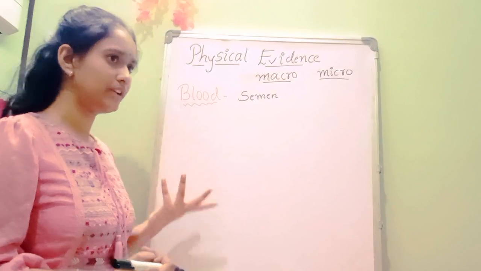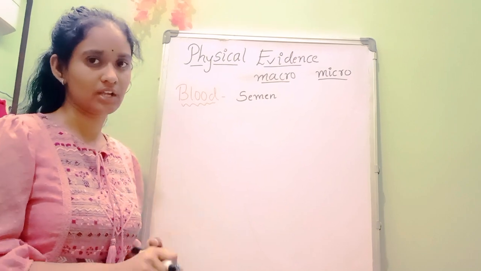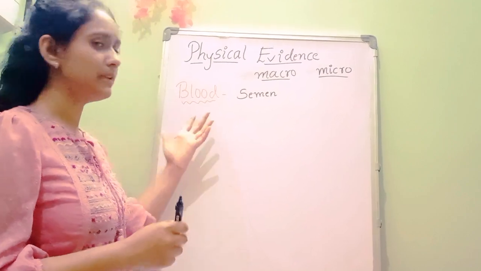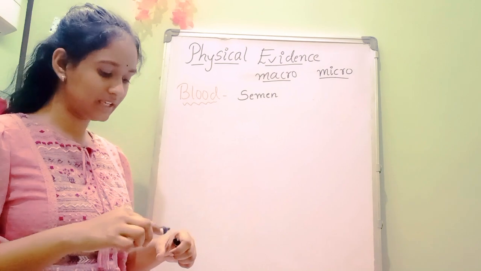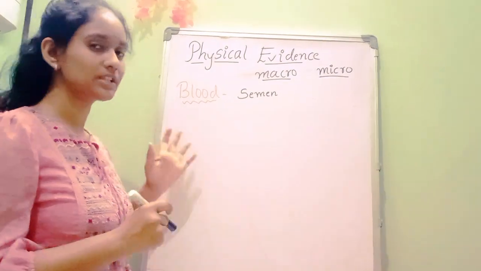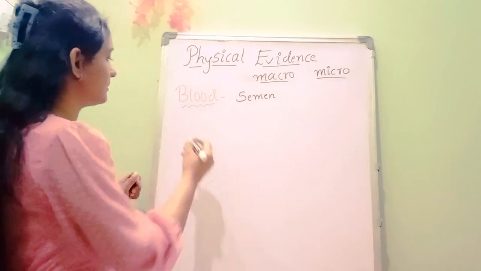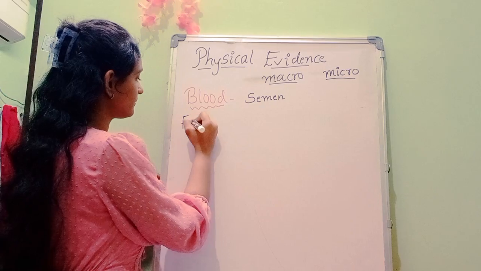And with the blood you can see what the blood group type is and what the DNA structure is. This is a major physical evidence which you can see near the crime scenes. So the first one was blood, semen, and other bodily fluids, and the second major one is fingerprints.